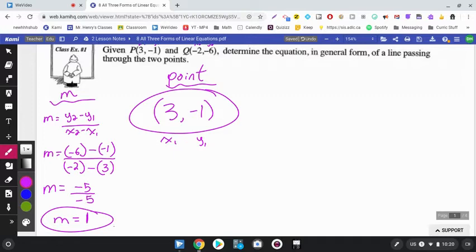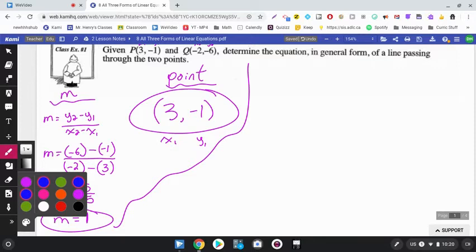Fantastic. I am ready to roll. As soon as I have the slope and a point, I can go over and use slope point form: y minus y1 equals m times x minus x1. That's going to give me an equation of the line. I can then convert it to general form, but I'm going to find the equation of the line first.